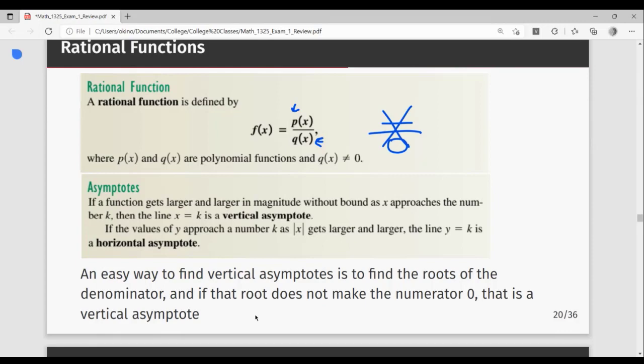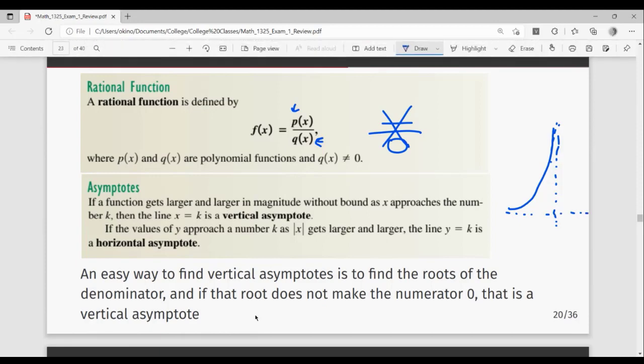without bound, right? So if it goes up to kind of like infinity, and as the x value approaches a number k, then x equals k is a vertical asymptote, or it's like a line that our function gets really, really close to, but it never actually touches. And as our y value approaches a number k, as x gets larger and larger, then y equals k is a horizontal asymptote, or the same way it's a value that our graph gets really, really close to, but never actually touches.